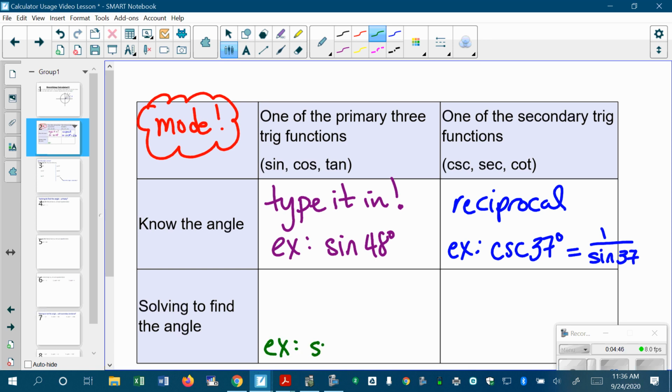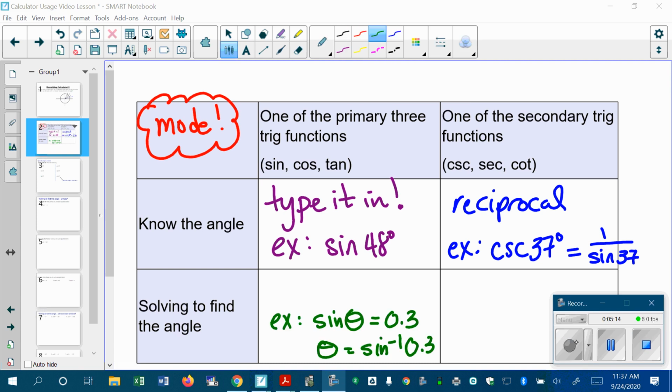Now, when I'm solving to find the angle, that would be, for example, something like I have sine of blank, sine of theta, that's my variable, is 0.3. Okay, so what I want to do is find out what theta is, so I need to get rid of sine. So I need to take the inverse sine of both sides of my equation. So what I actually end up typing in, oh, bad planning ahead. I did not leave myself enough room.